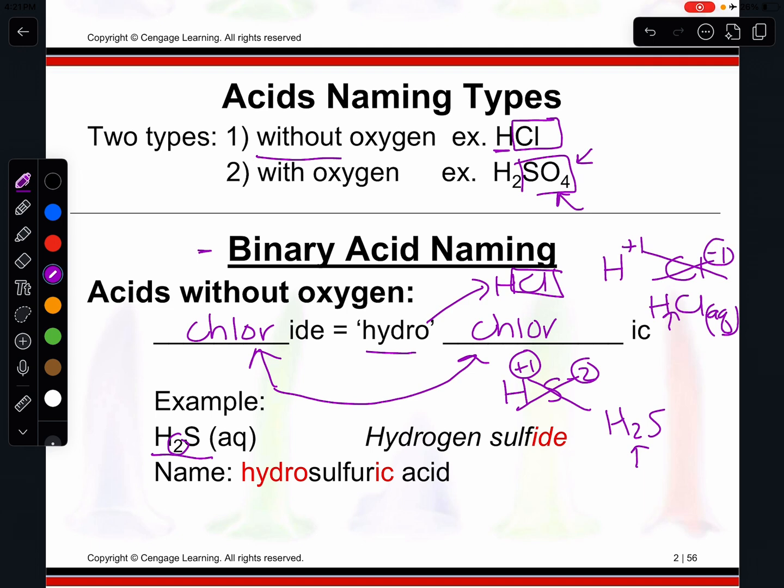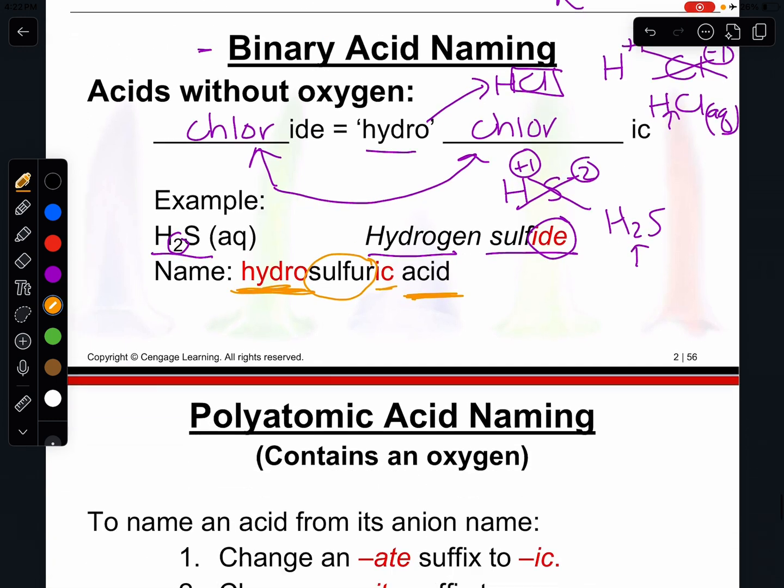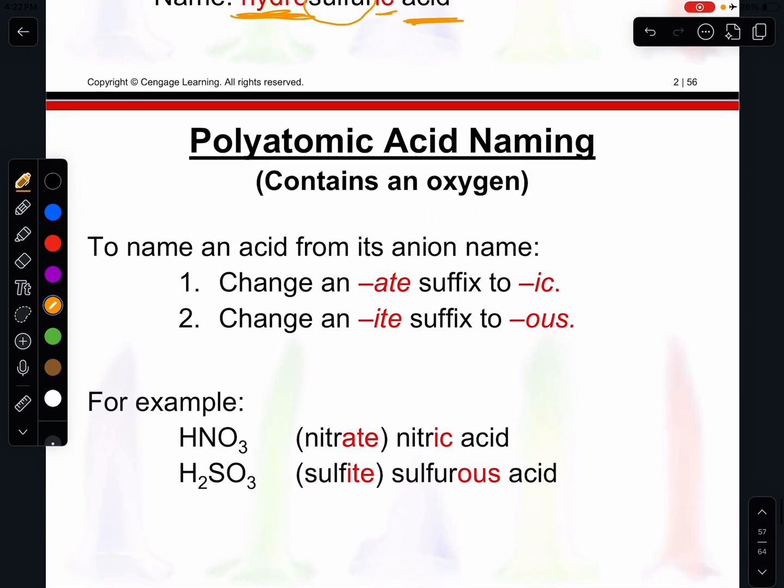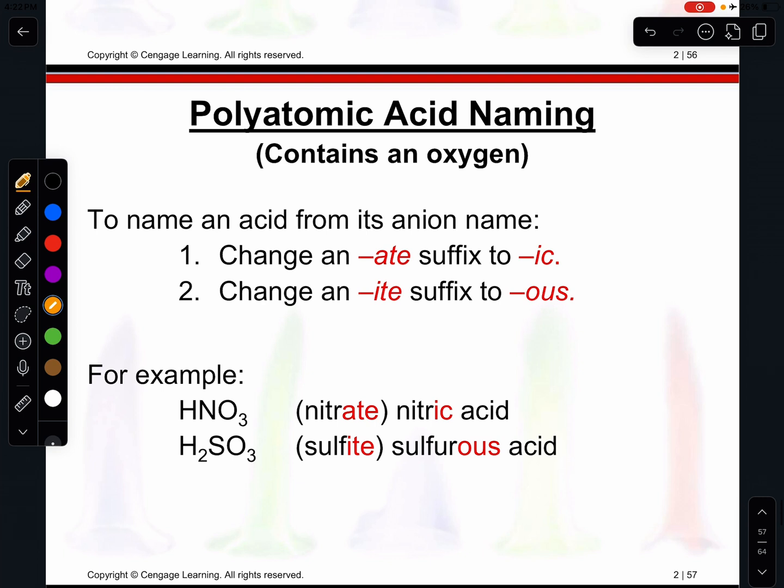So H2S, if we were to name it with normal ionic naming, we would name it hydrogen sulfide, with an IDE ending. Anytime an acid has an IDE ending when you name it, you write the word hydro, you write ic, and you write the word acid, and you replace that root word. So H2S with an AQ after is hydrosulfuric acid. All right, let's go ahead and try the other types of examples here.